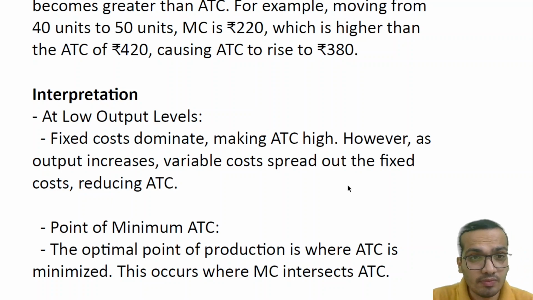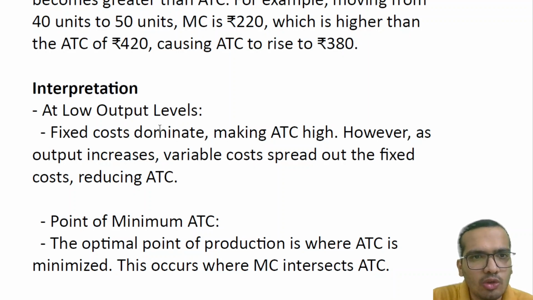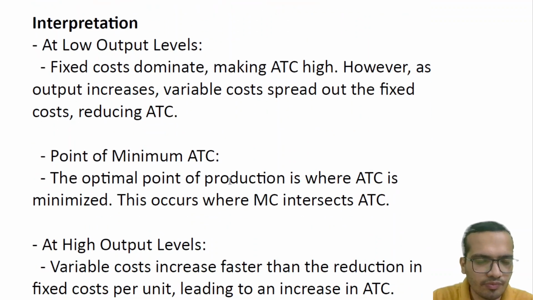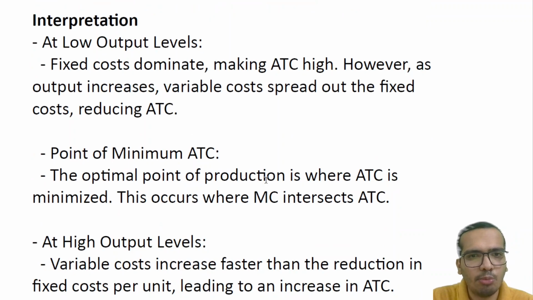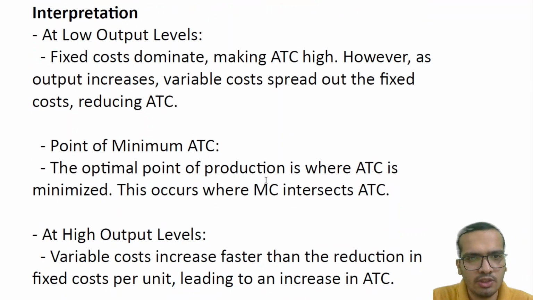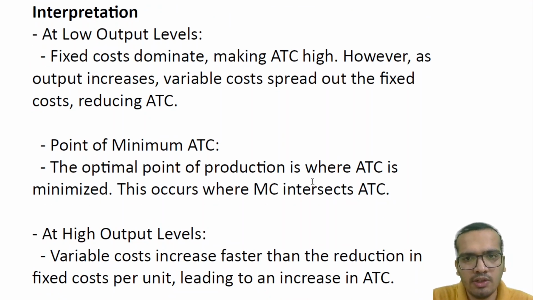Now comes interpretation, why it's happening. First, at low output levels, fixed costs dominate, making average total cost high. However, as output increases, variable cost spreads out the fixed cost, reducing average total cost. Then comes the point of minimum average total cost, that is the optimal point of production, where average total cost is minimized. This occurs when marginal cost intersects average total cost.